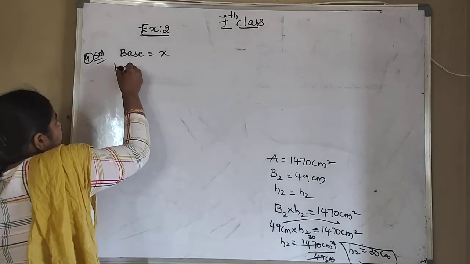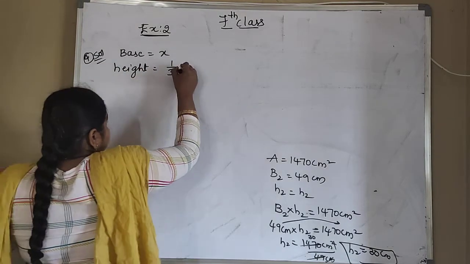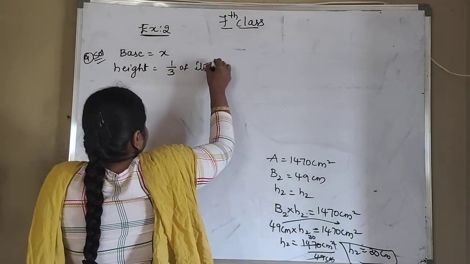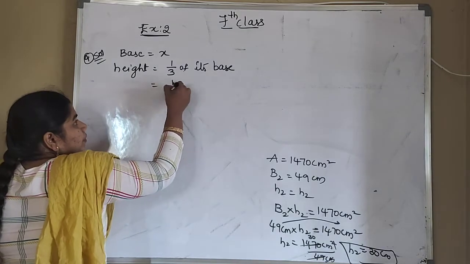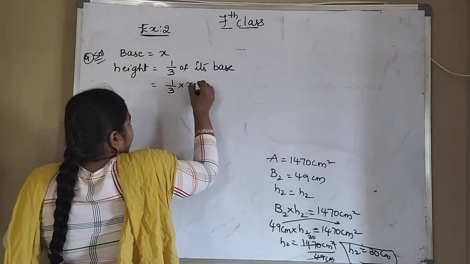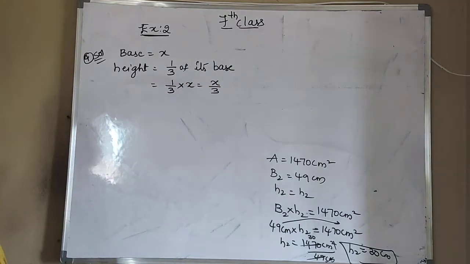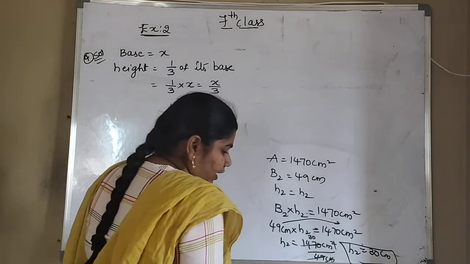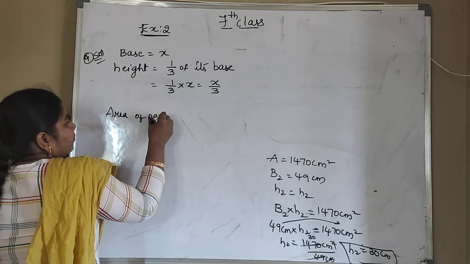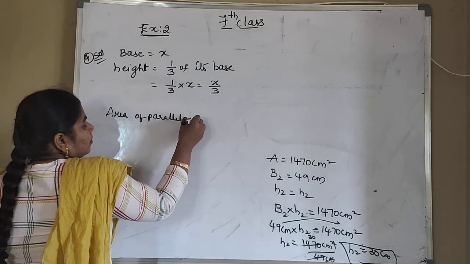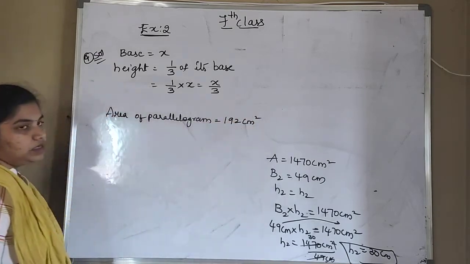Next, they told about height: the height of a parallelogram is 1/3 of its base. That means 1/3 of is nothing but multiplication, base value is x, so that will be x by 3. So height value you got as x by 3 and base value is x. And the area of a parallelogram value they have given as 192 centimeter square.